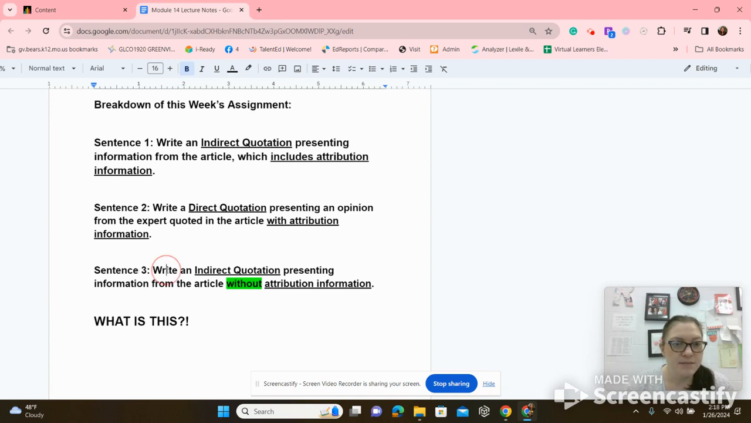And then your sentence number 3 is to write another indirect quotation, just like you did in number 1, but this time do not give attribution information. So write an indirect quote presenting information from the article without attribution information. That means you are going to tell me the gist of what somebody said or an opinion that someone held in the article, but you will not tell me the name of the person, you won't tell me the article it's from, and you won't tell me their credentials. I think the purpose of sentence 3 is just to make sure you understand what attribution information is and what it means if it was missing. So that is your assignment for this week.